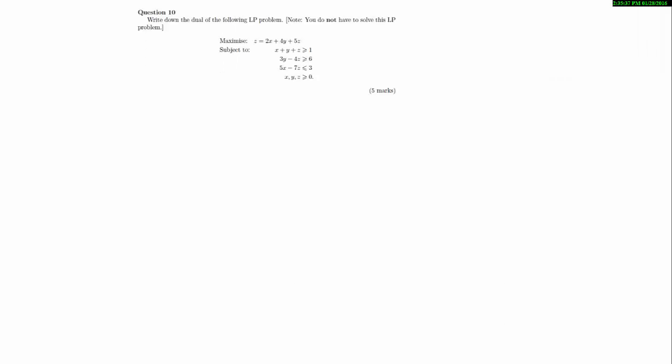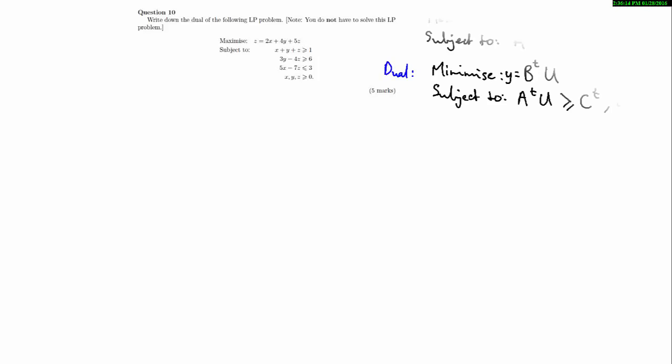Okay, so we're looking at question 10 from the 2014 exam. We're asked to write down the dual of the given LP problem, and we don't have to solve this LP problem, which is nice. Alrighty, so firstly, I'm going to write up the definition of the dual problem, given an original maximization problem, which we have here, and then we'll use that as a reference to complete this problem.